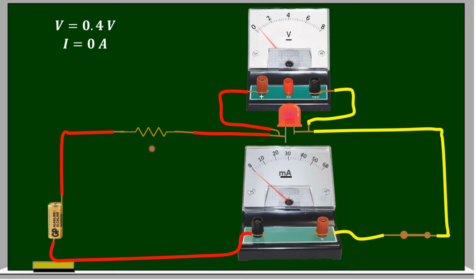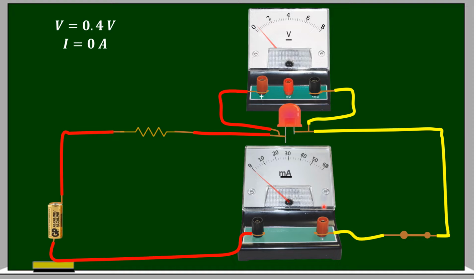I have connected here one resistor, because if more current is allowed to pass through LED, it will get damaged. In order to limit the current in the circuit, I have used this resistor. So when 0.4 volts has been applied between the two terminals of the LED, the current passing through it is 0 amperes or 0 milliamperes.